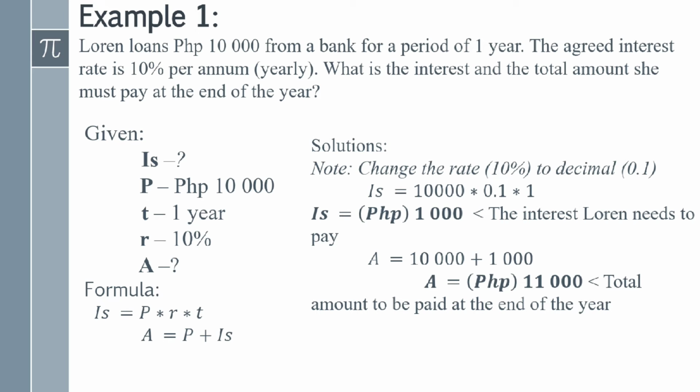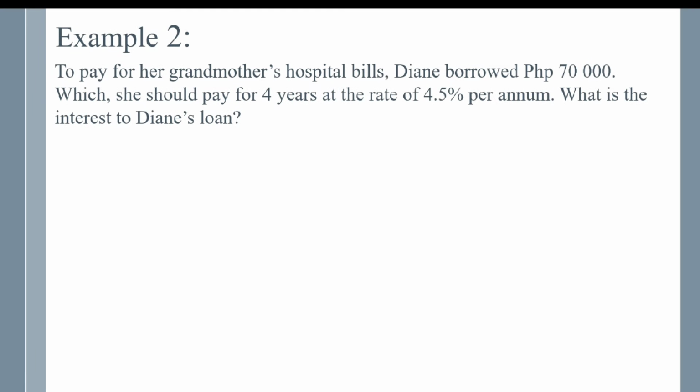For example number 2, to pay for her grandmother's hospital bills, Diane borrowed 70,000 pesos, which she should pay for 4 years at the rate of 4.5% per annum. The question is, what is the interest on Diane's loan? Analyzing the problem, we can assume that we are asked for the interest. With that said, let us list down our givens.